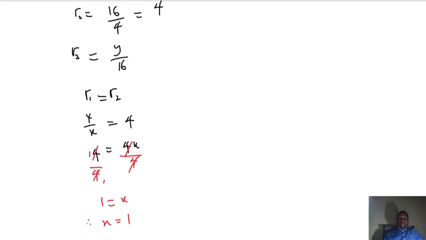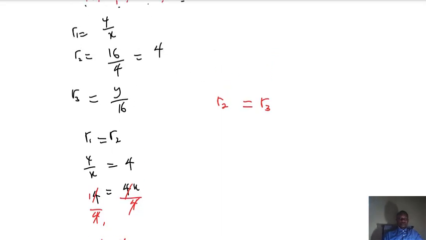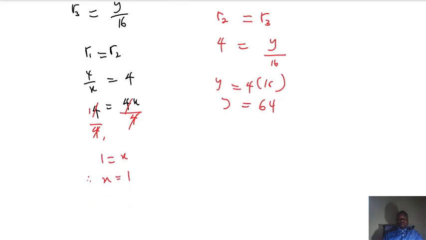And now that we have x equal to 1, let's solve for y. The common ratio of the second is equal to the common ratio of the third. Meaning R2, we got it to be 4. That is what we have here. So 4 is equal to y over 16. Here we multiply through by 16, so we got y to be equal to 4 times 16, then y is equal to 64.